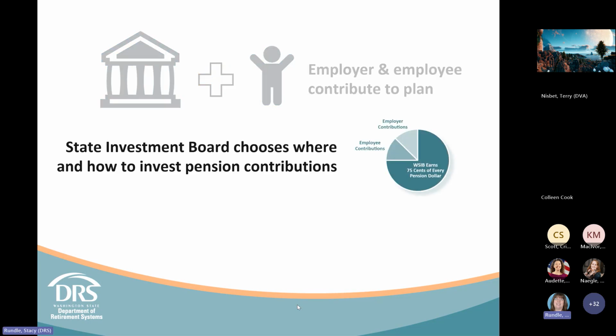For PERS 2 and the pension part of Plan 3, the contributions are directed into the Pension Benefit Trust Fund, and they can't be used for anything other than retirement benefits. The contributions are invested by the State Investment Board, WSIB, but the amount of your benefit will not depend on investment performance either.